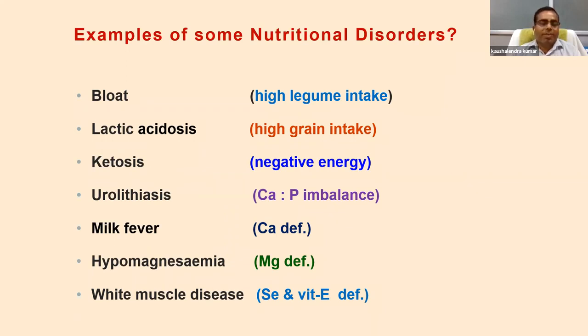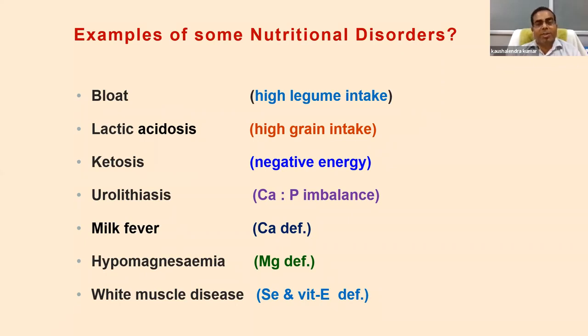So when farmers offer more legumes, then what will happen? The bloat condition will happen. So bloat may be either gaseous bloat or frothy bloat. When more legume fodder is offered to the sheep and goat, then generally there may be a chance of frothy bloat. It will be a more serious kind of bloat, and there is a problem in the release of the gas. So other complications arise under these conditions.